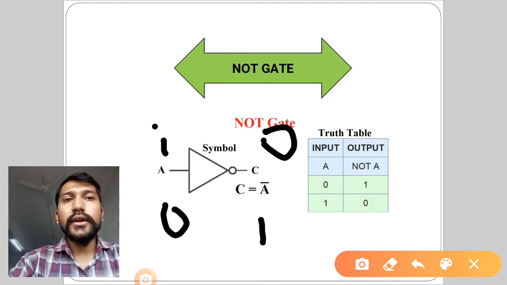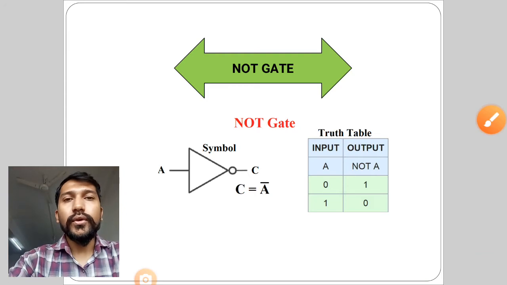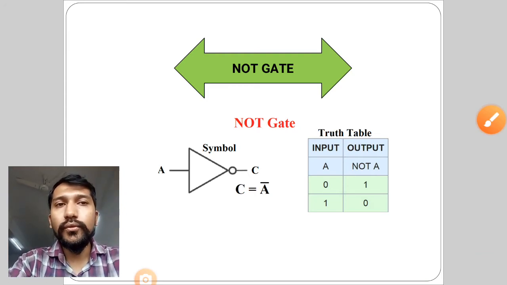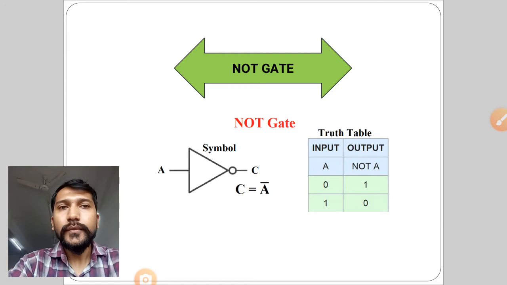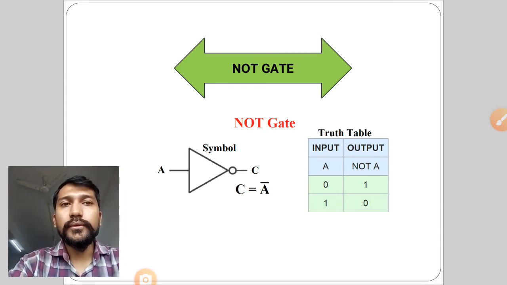NOT gate is also called as what? Inverter. This part where you are seeing is called as what? Bubble. So this is how a NOT gate is going to work. It will have only one input and one output. See here, what is my input? A. So what will I get at the output? I will get C. C is equal to A bar.